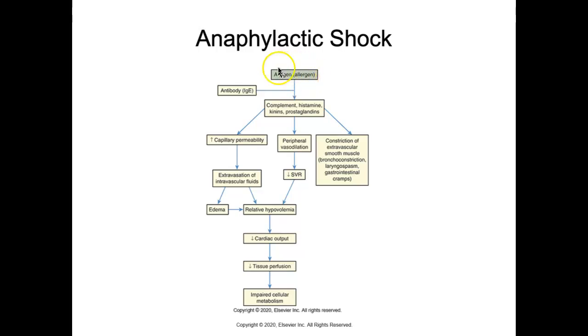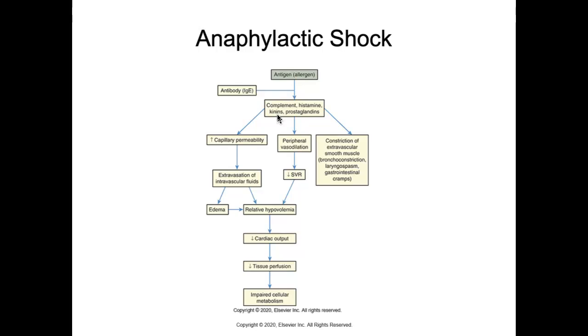And so when we come into contact with that foreign invader, that triggers this vigorous humoral immune response. We are going to get lots of IgE produced within our body, in which the antigen is going to bind to, and that is then going to trigger an immune and inflammatory response that is mediated through our complement system, histamine being secreted by those mast cells, our kinins, and prostaglandins.